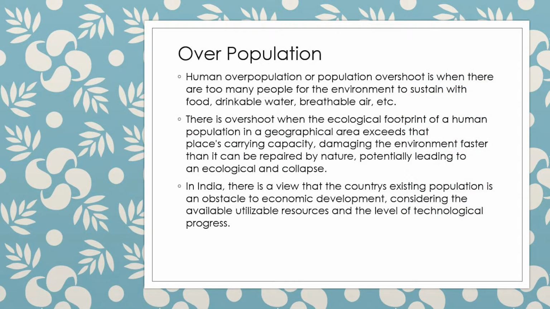Overpopulation. Human overpopulation or population overshoot is when there are too many people for the environment to sustain with the given food, drinkable water, and breathable air. There is an overshoot when the ecological footprint of a human population in a geographical area exceeds that place's carrying capacity, which damages the environment faster than it can be repaired by nature. It potentially leads to an ecological collapse. In India, there is a view that the country's existing population is an obstacle to economic development, considering the available utilizable resources and the level of technological progress.